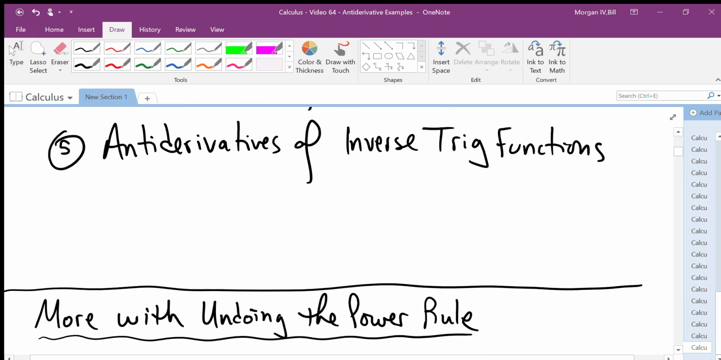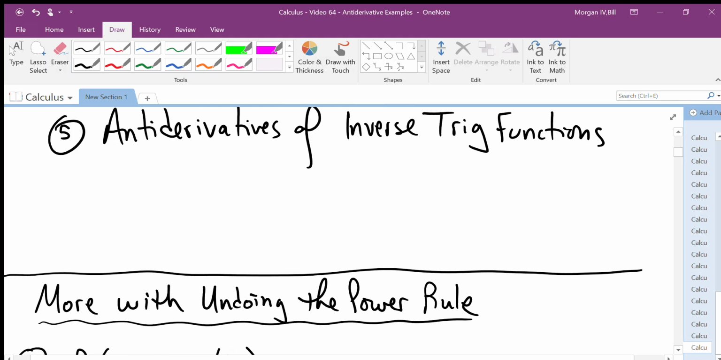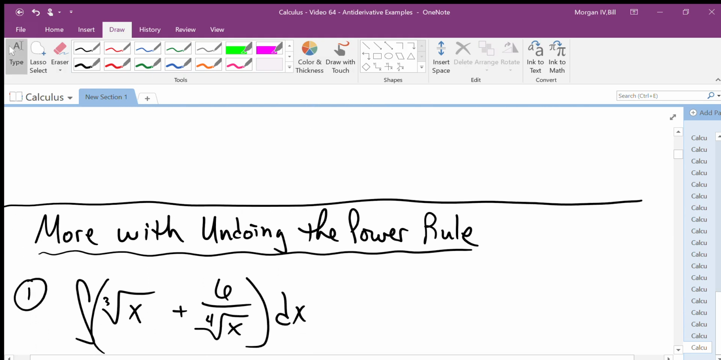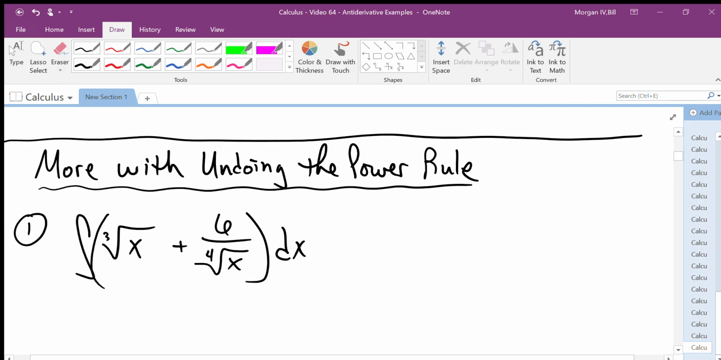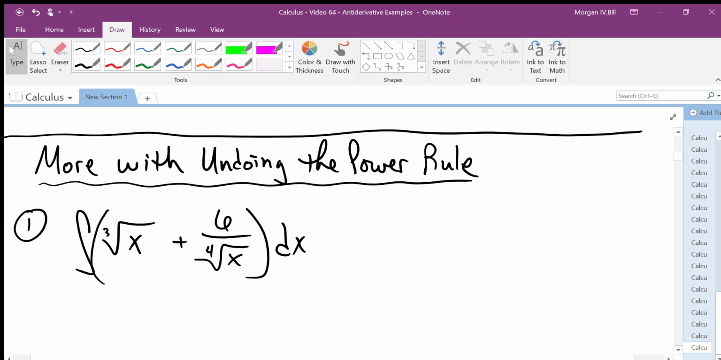So let's start with more on undoing the power rule. I recommend that you go ahead, pause the video, see if you can work these. Once you get down to either an answer or getting stuck, come back and watch the video for how to work them. So go ahead and pause the video, try it yourself, and then come back.